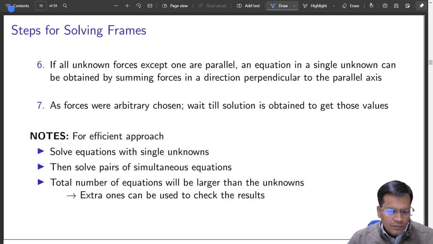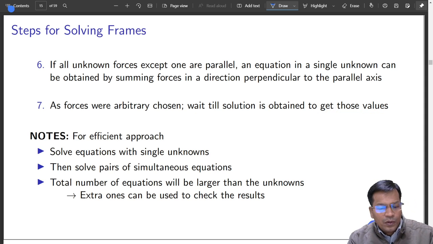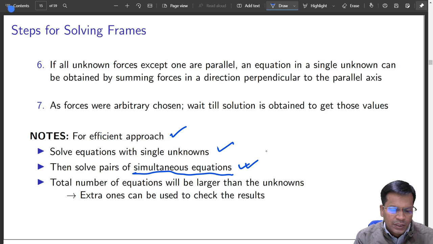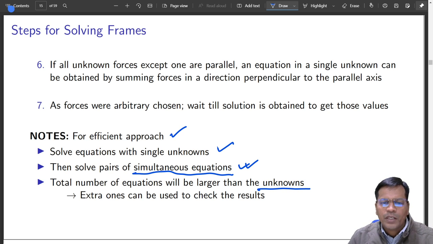Now for an efficient approach, solve the equation with a single unknown, as I have said, then solve pairs of simultaneous equations, that means two unknowns with two equations, solve them first. The total number of equations will be larger than the unknowns. In this case, you will see that you are going to form more equations actually than the number of unknowns.